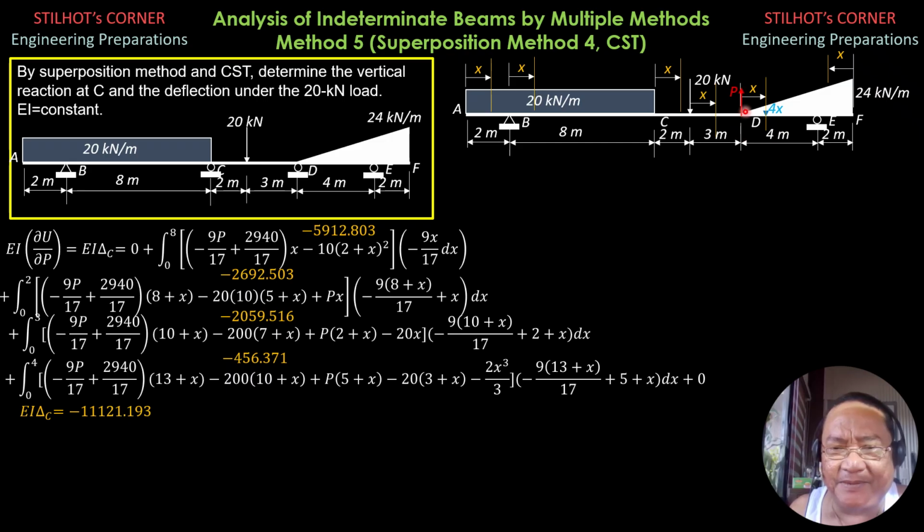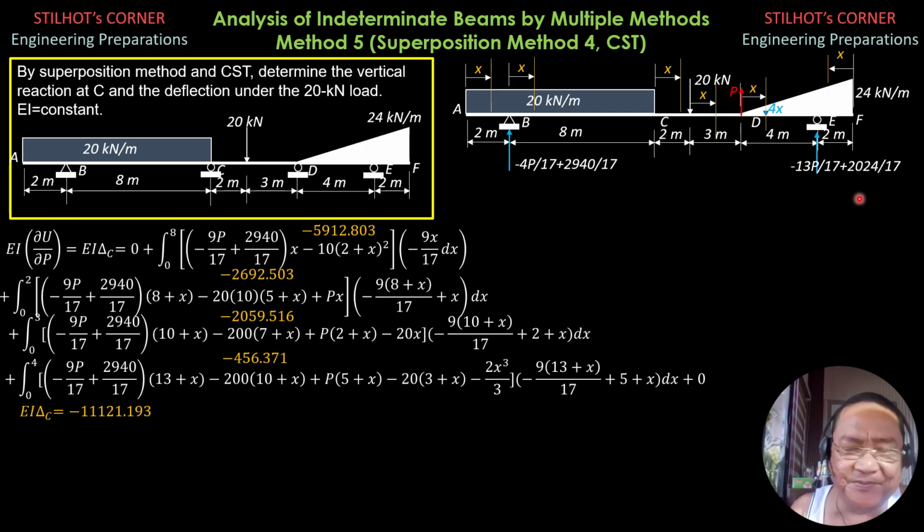This is now P. In terms of the load, same reaction, but in terms of P, the vertical reaction at B is negative 4P over 17. So this will now be the new values: negative 4P over 17 plus 2940 over 17. Then at E, that would be the value.